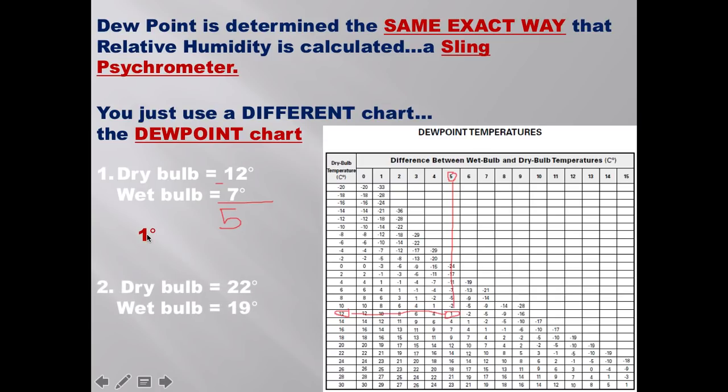All right, let's try another one. 22 and 19 is going to be a dew point of 17. So again, 22 minus 19 is 3. So there's 3. Let's find 22 right there. Oh no, I have made a mistake. This should not be 17. Nope, 8 should be. I'm looking at the wrong thing. There you go. So, exact same way. It's just the end number is going to be meaning something else.